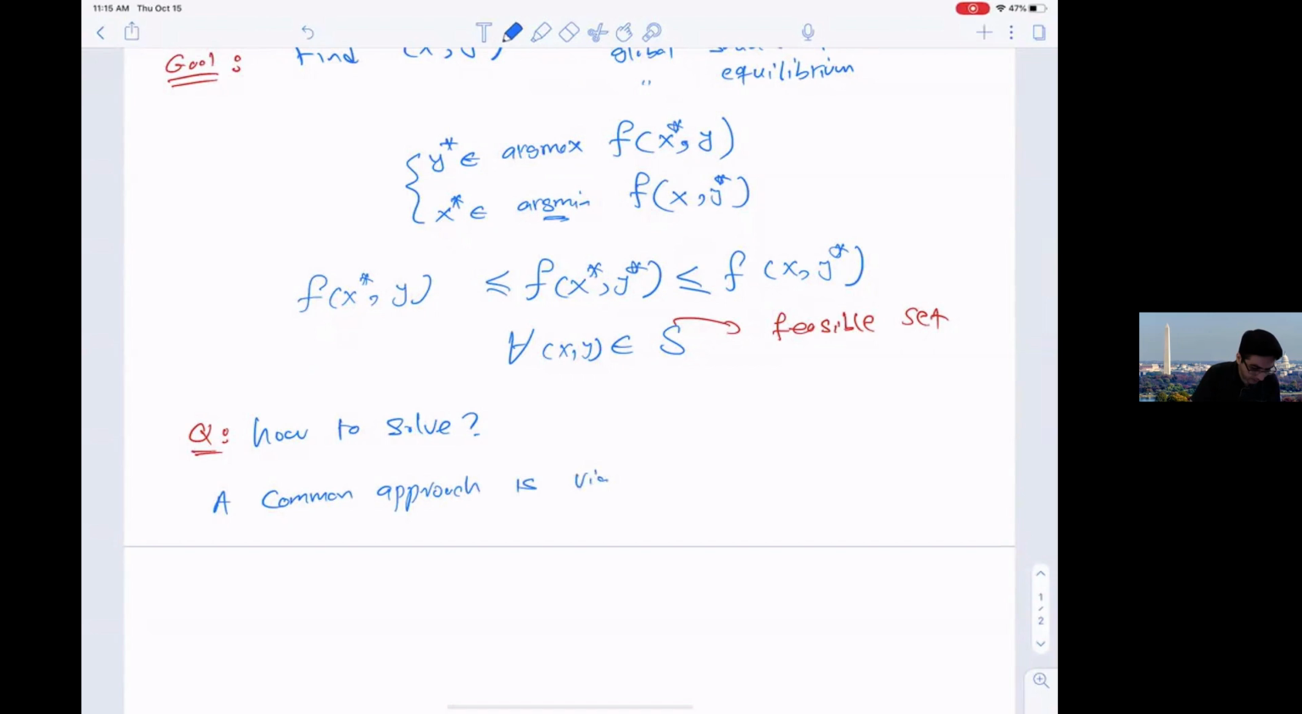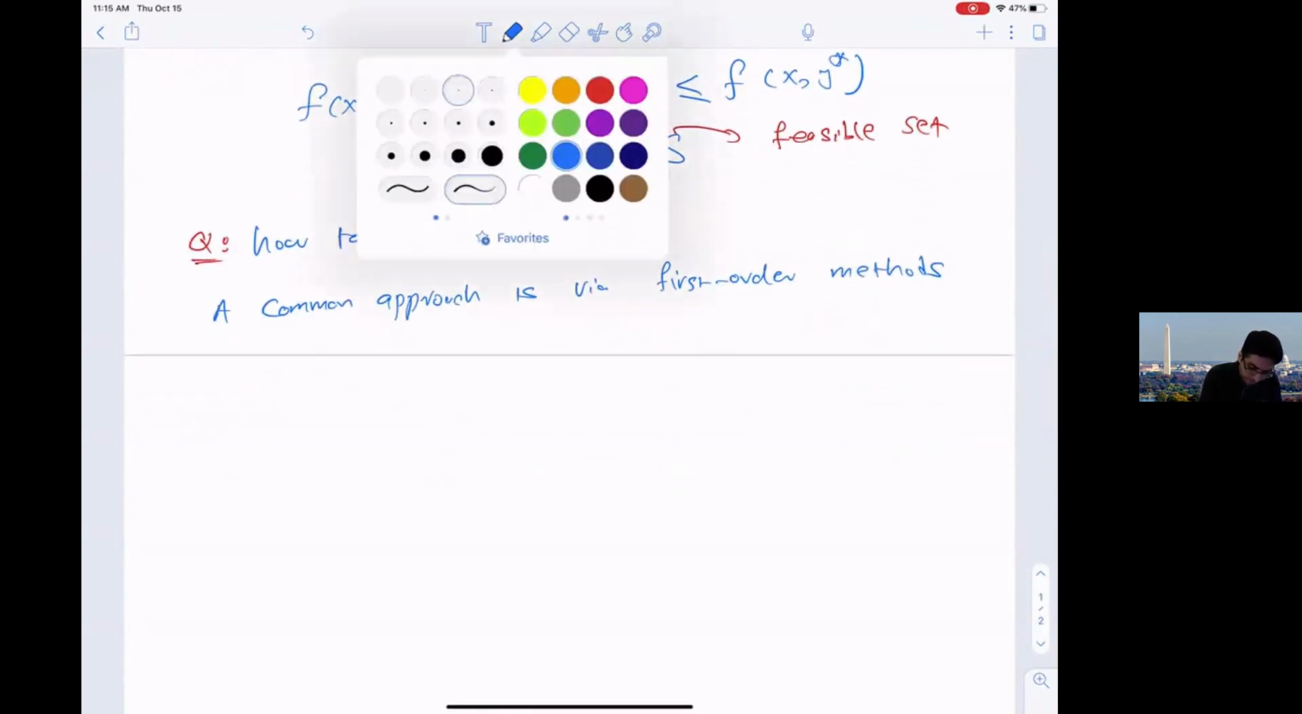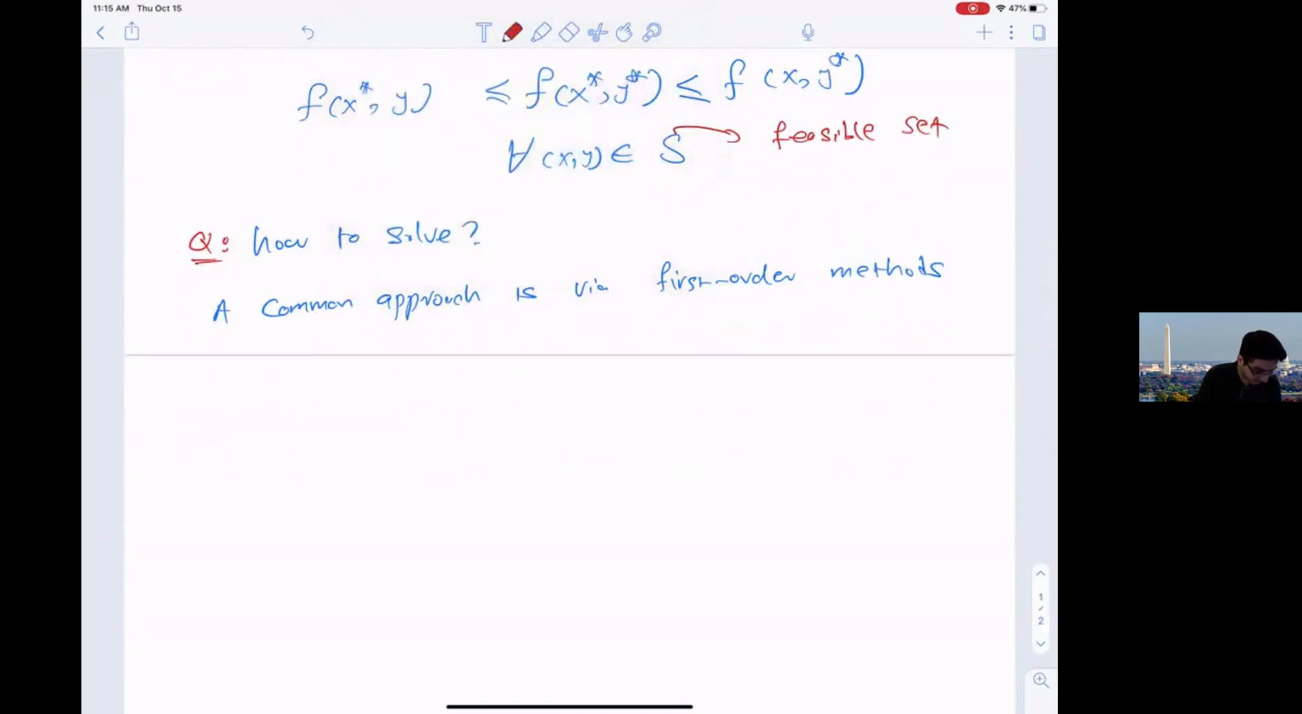is, let's say, via first order methods. Right? So a popular first order method that we have already seen is something called alternating gradient descent ascent, or a slightly simplified version of it is called simultaneous gradient descent ascent. Or GDA.